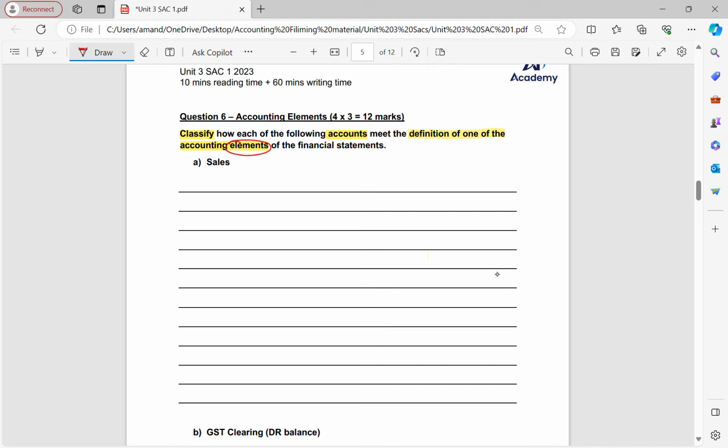Alright, so what are the elements? Let's just write them down here. Assets, liabilities, maybe even breaking them down to current and non-current. Current, non-current. Revenues, expenses. I think that's it, right? Am I missing anything? No, I don't think so. Okay. These are my elements, so let's break it down. So sales. I just need to show that it meets the definition, right?